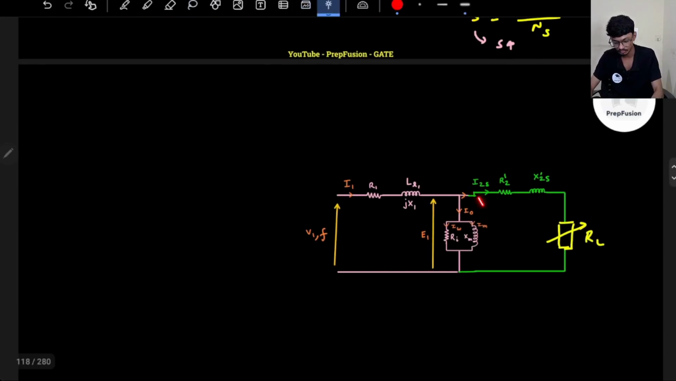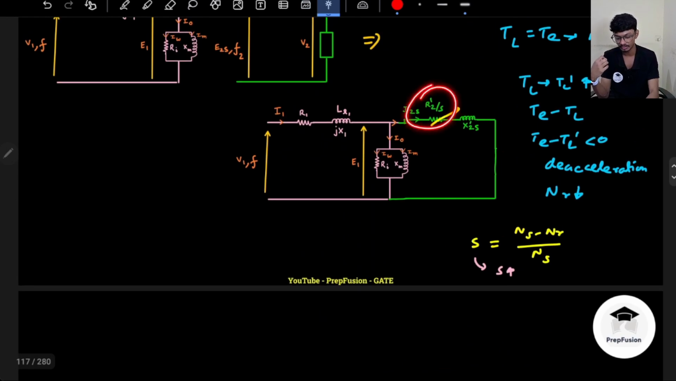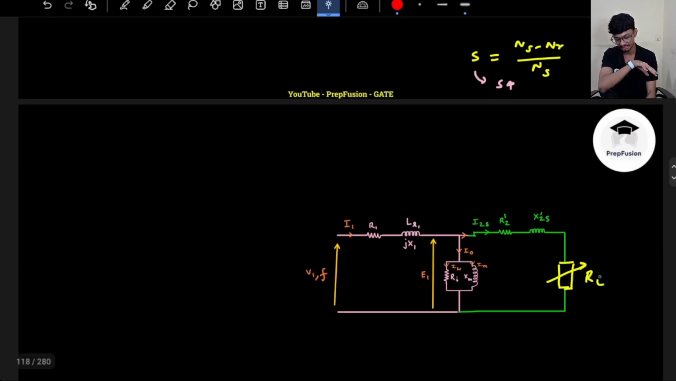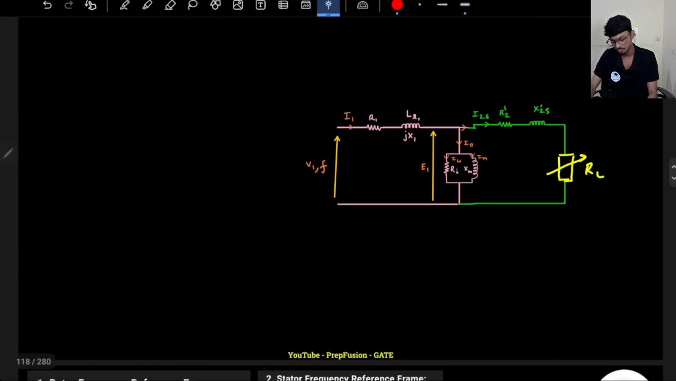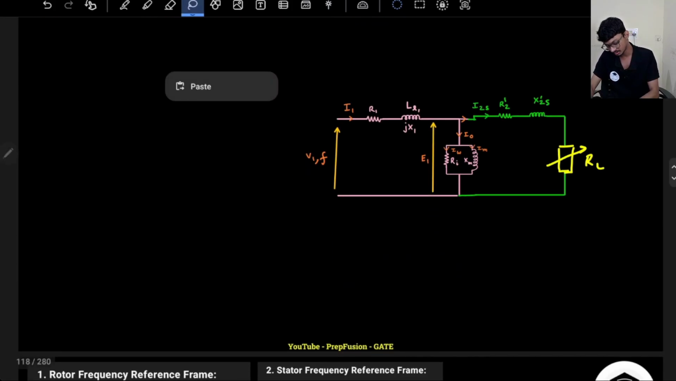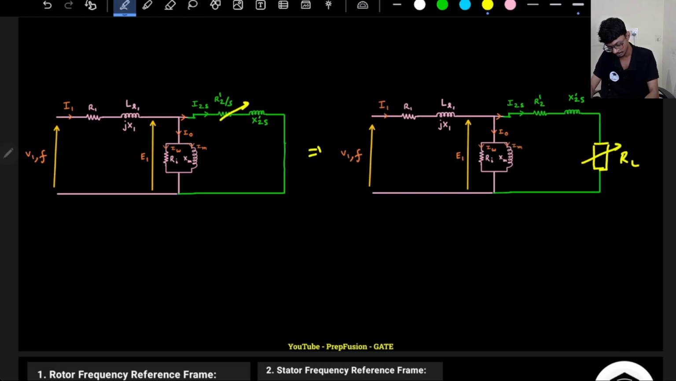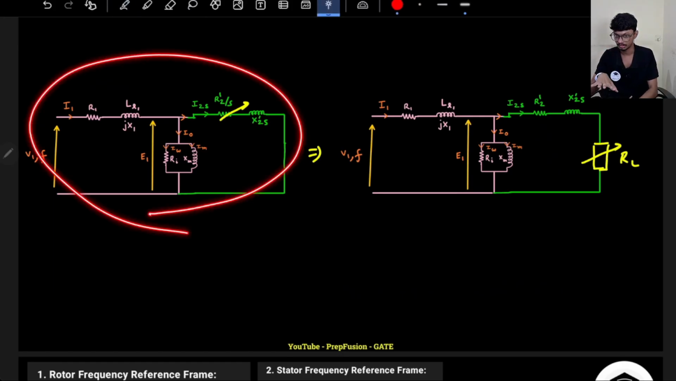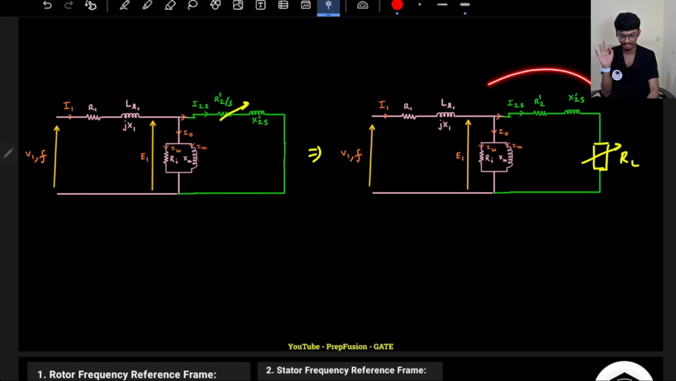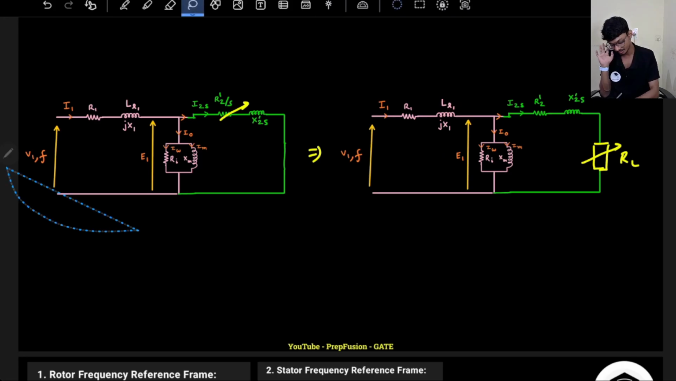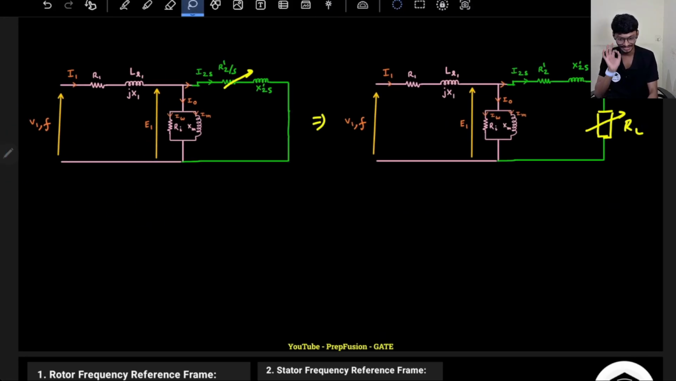because I don't want to vary the winding resistance. Here it is mentioning that winding resistance is changing. Actually no, winding resistance is not changing. I'm just changing the load. So the load resistance is changing, right? Not the winding resistance. So what I can write over here is I can convert this circuit into this one to better understand. Physically, actually the circuit is this only, but in a circuit, we can do anything we want, okay?